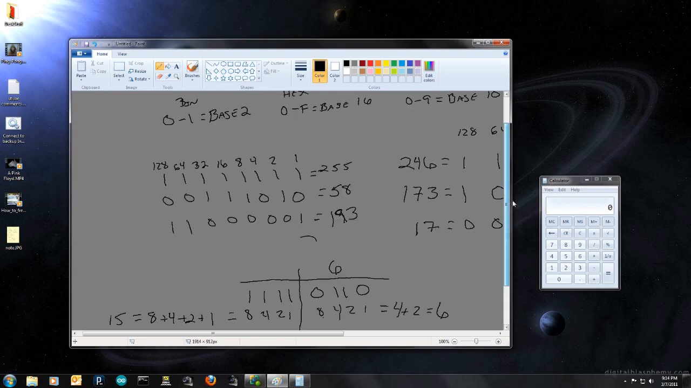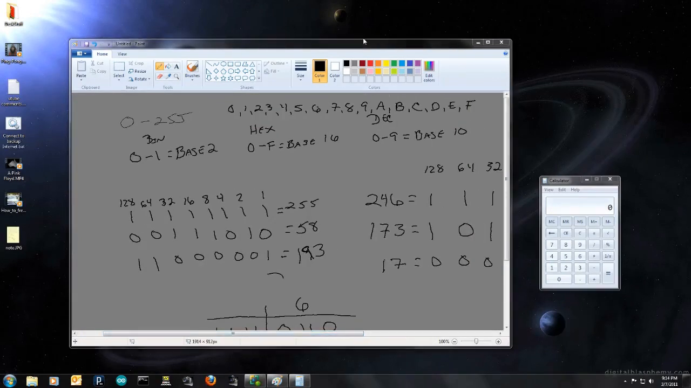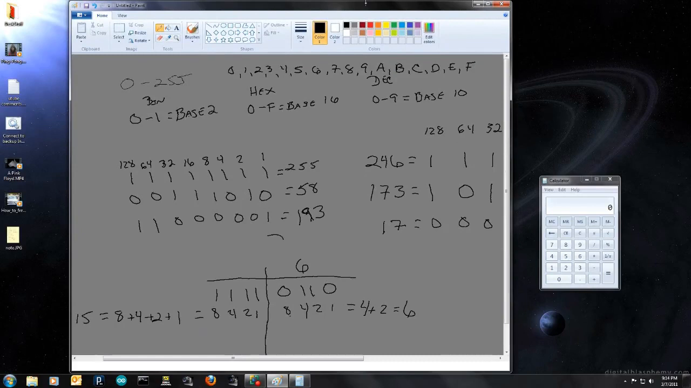But what is 15? Well, let's go back up here. Okay, so we've got 0, 1, 2, 3, 4, 5, 6, 7, 8, 9, 10, 11, 12, 13, 14, 15. F. So, to say 246 in hexadecimal, we say F6. Seems pretty straightforward, right? F6 equals 246 in hexadecimal.